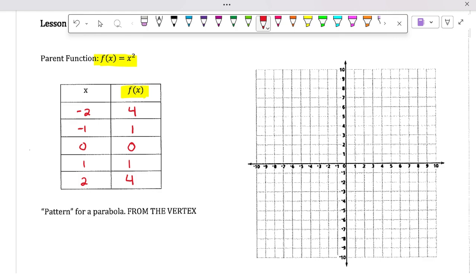Now, we're just going to do a quick graph here. So this is the parent function of a quadratic. So y equals x squared is your most basic form of a quadratic with no transformations. It hasn't shifted, it hasn't stretched, it hasn't reflected, nothing.